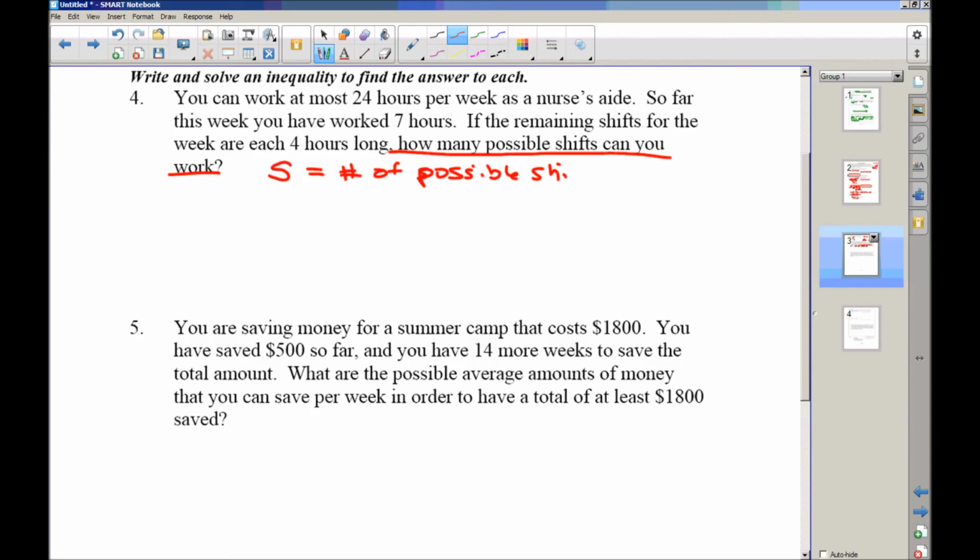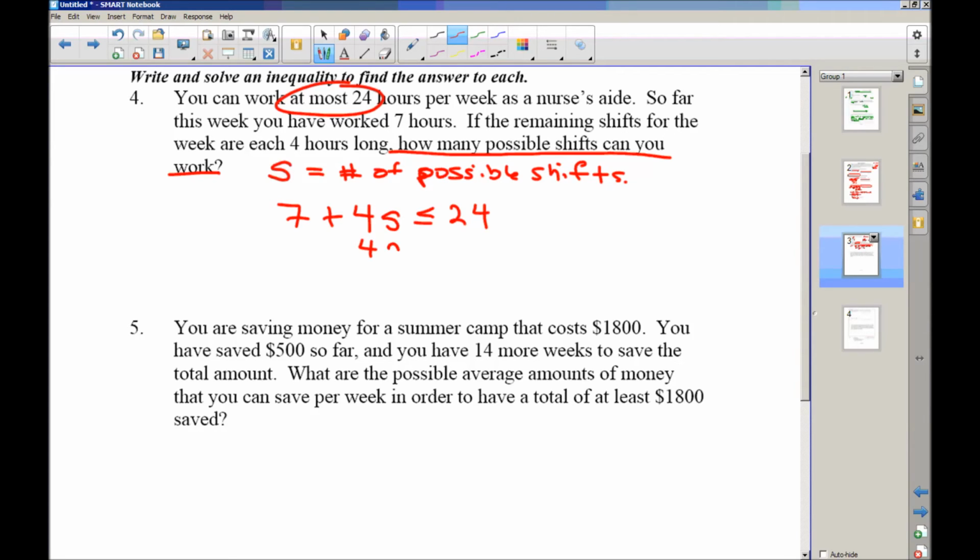Now, obviously, we can't go and work half a shift. We have to work the whole shift. And so far, we have worked 7 hours. And we're allowed to work 4-hour-long shifts, so we can work as many 4-hour shifts that will fit into the fact that we can work at most 24 hours. So we say less than or equal to 24. I have at most 24, so I have less than or equal to 24. Okay, I solved this inequality.